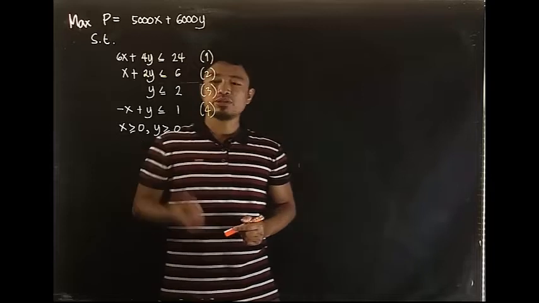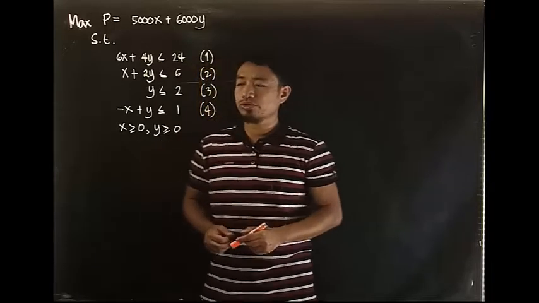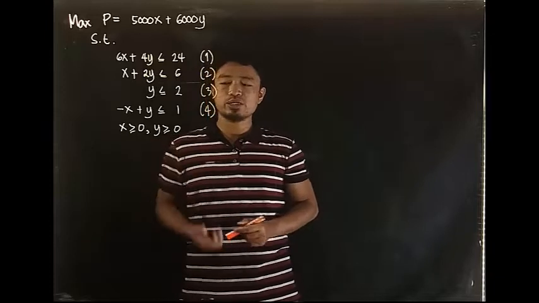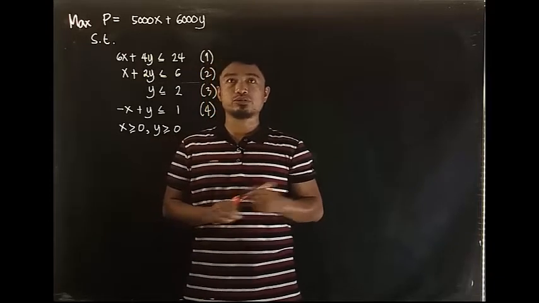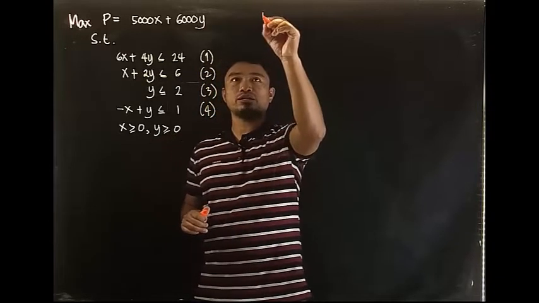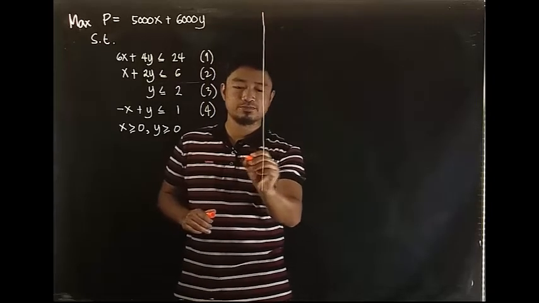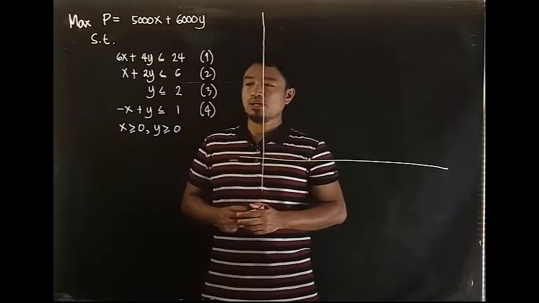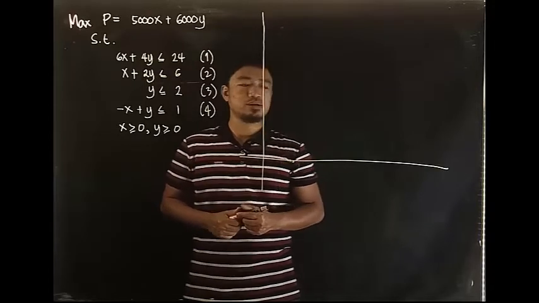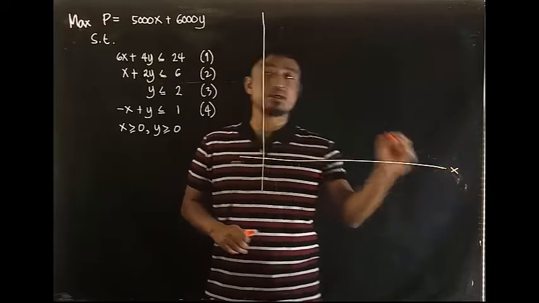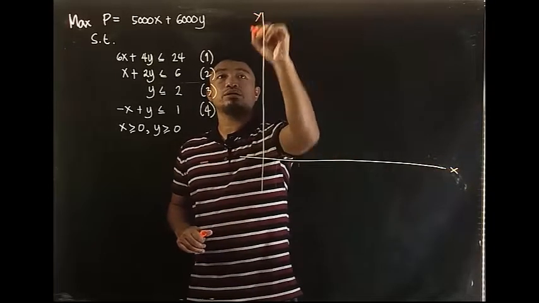The non-negativity constraint will limit our solution to the first quadrant since x is greater than or equal to 0 and y is greater than or equal to 0. So our graphing area is just within the first quadrant, where our decision variables are positive. So this will be our x and this will be our y.